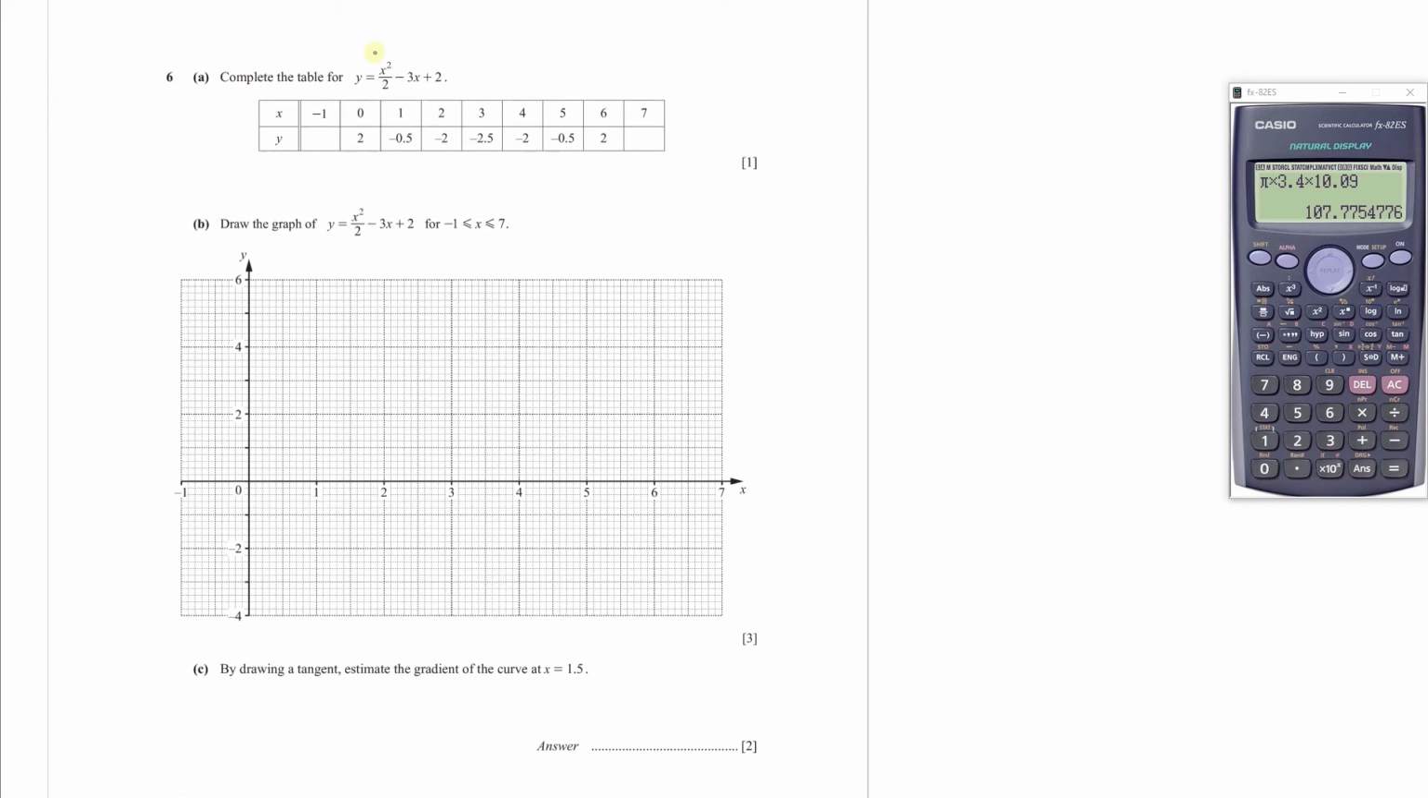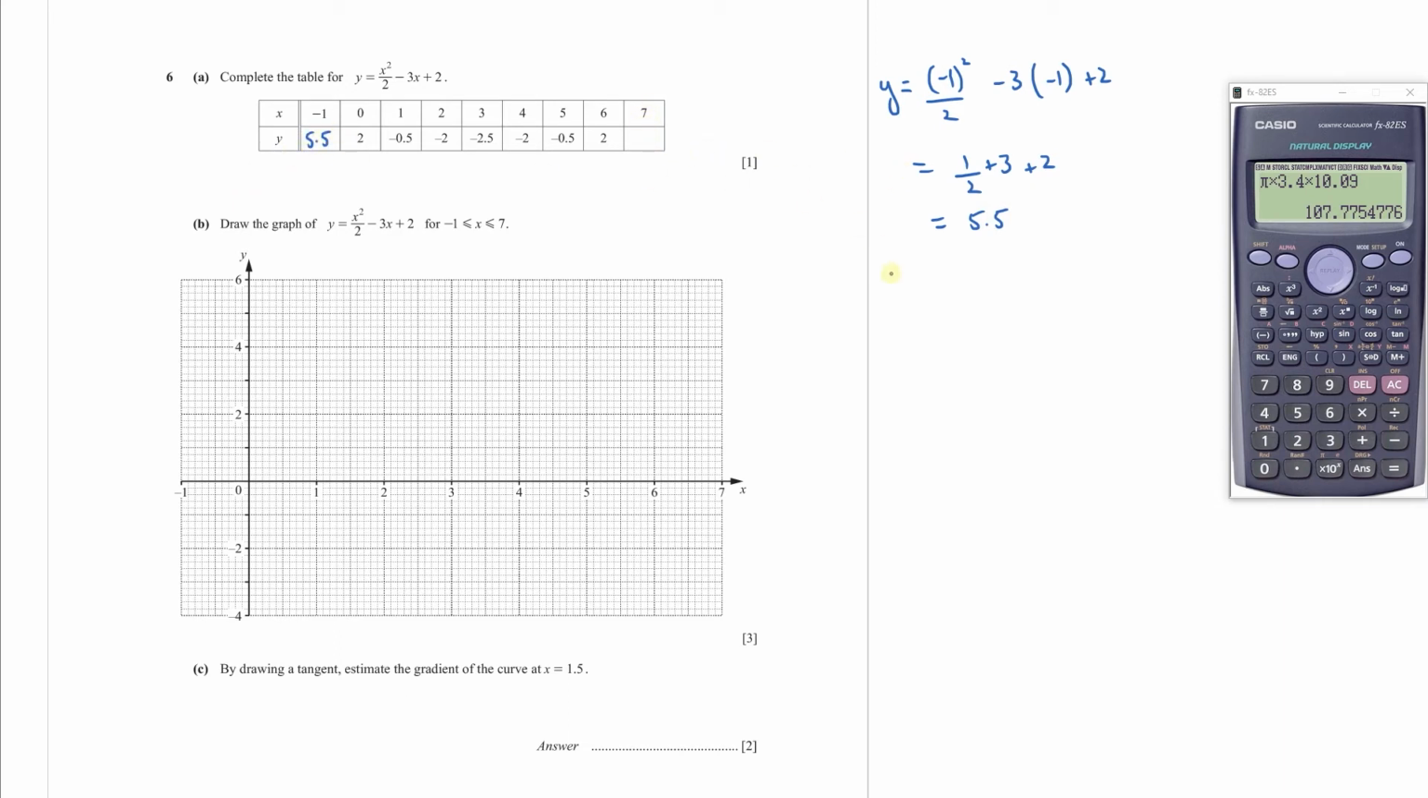So question number 6 is complete the table for this given equation. The missing values are for x equals minus 1 and x equals 7. Let's first calculate this value. When x is minus 1, you will have y equals minus 1 squared divided by 2, minus 3 times minus 1, plus 2. So this will be 1 over 2 plus 3 plus 2, which is 5.5. So this value here will be 5.5.